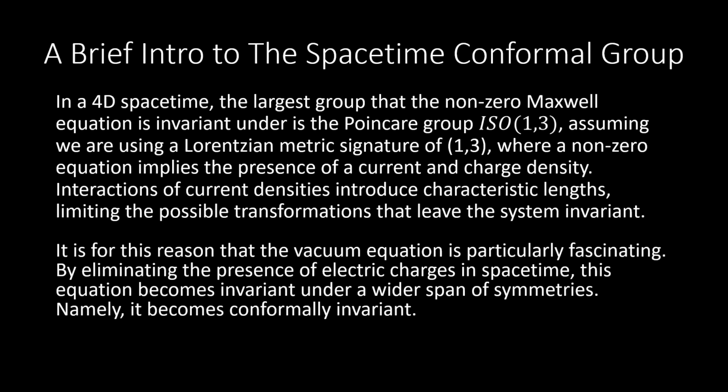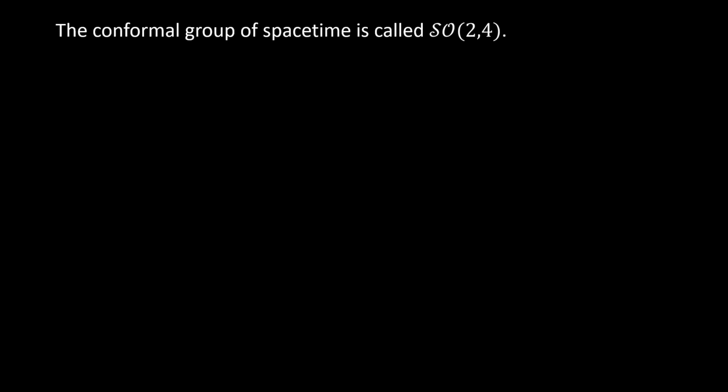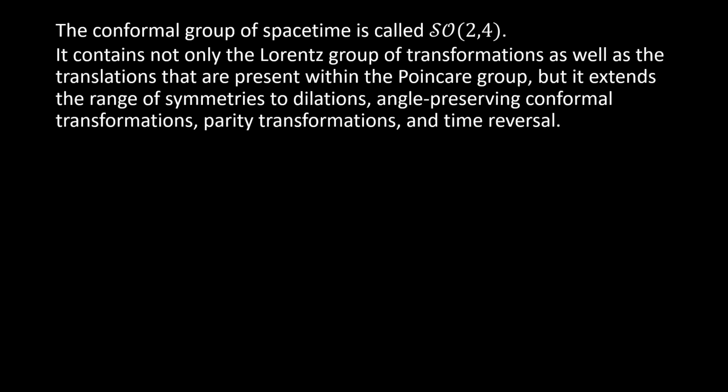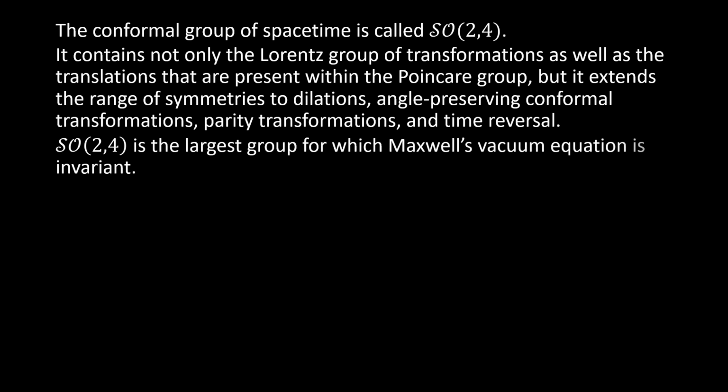And it's for this reason that the vacuum equation is particularly fascinating. By eliminating the presence of electric charges in spacetime, it becomes invariant under a wider span of symmetries, which in this case we call conformal invariance. The conformal group of spacetime is called SO(2,4). It contains not only the Lorentz group of transformations as well as the translations that are present within the Poincare group, but it extends the range of symmetries to dilations, angle-preserving conformal transformations, parity transformations, and time reversal. SO(2,4) is the largest group for which Maxwell's vacuum equation is invariant.